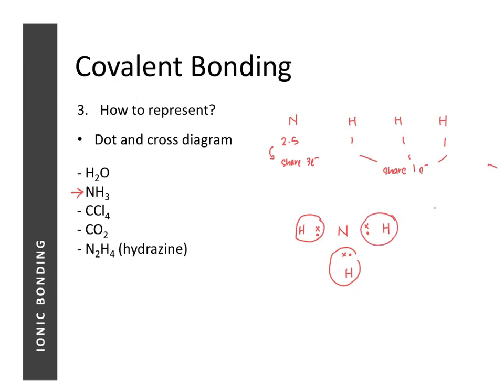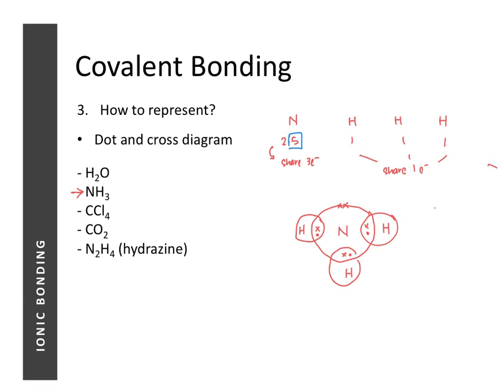So this is how the dot and cross diagram will look like. Again, nitrogen has 5 valence electrons, so take note of that. After sharing 3, it should have 2 remaining. This is the dot and cross diagram for ammonia that shows only the valence electrons.